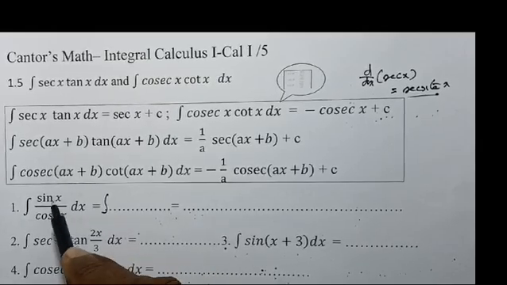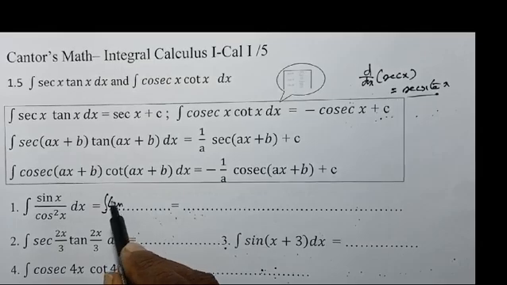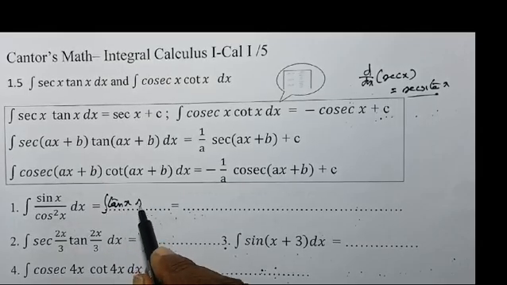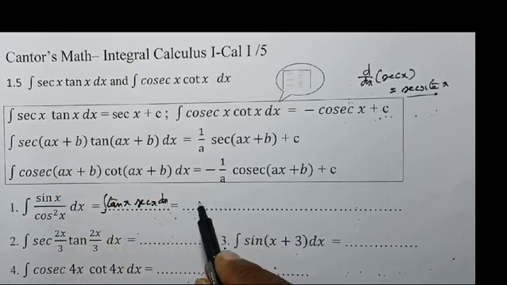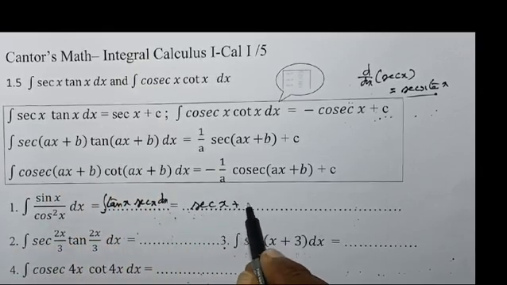Come to problem number 1. The problem can be written as sin x by cos x is tan x. Again, 1 by cos x is secant x, dx. What is integral tan x secant x dx? This is equal to secant x plus c.